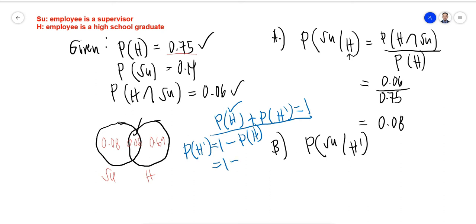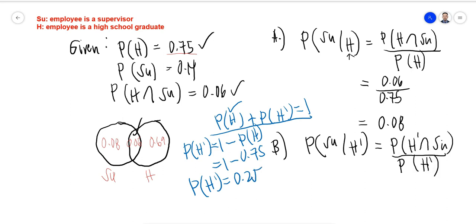1 minus P(H), which is 0.75. So therefore the probability of H complement is equal to 0.25. Plugging into our formula the values, we have the probability of H complement intersection SU is 0.08 divided by our P(H complement), which is 0.25. Therefore, our answer is 0.32.